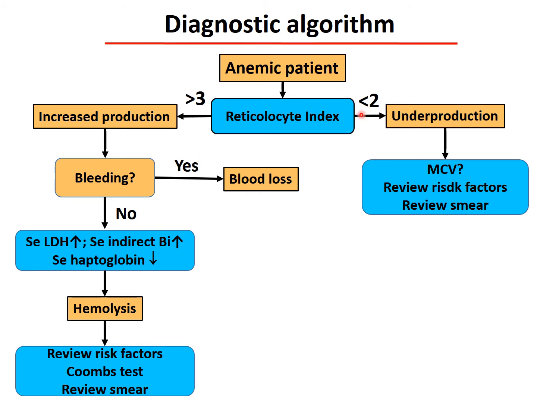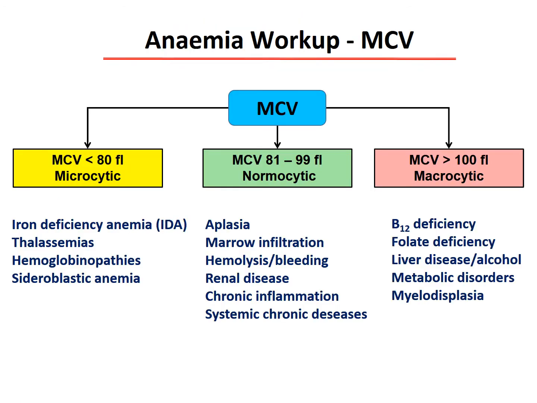If we do have an underproduction, based only on the mean corpuscular volume, we can identify the possible cause of this underproduction. And of course, you have to review the risk factors or review the smear if needed. Now, the anemia workup based on the MCV.